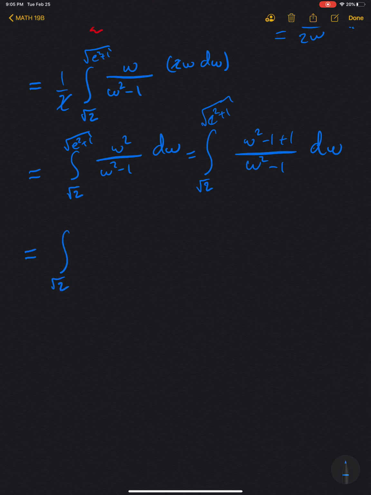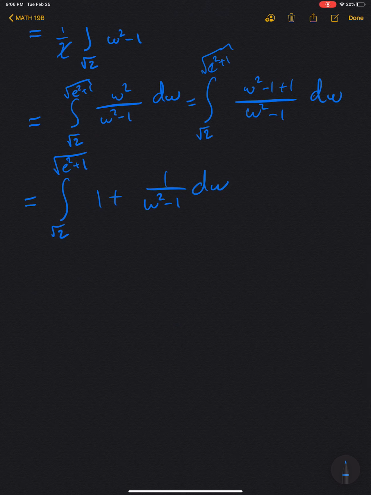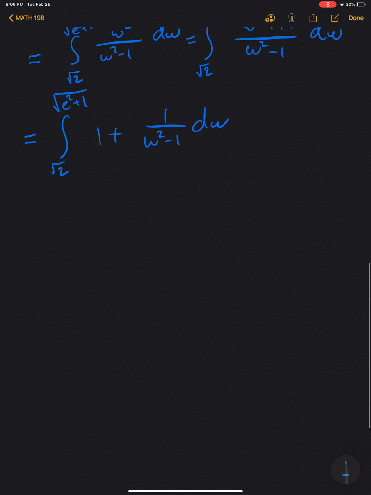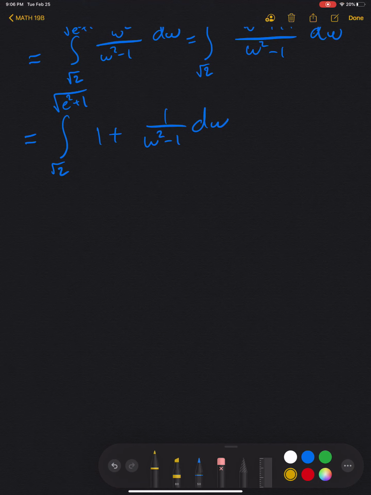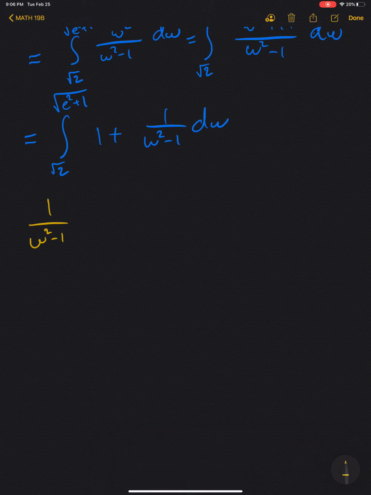So I have this integral to be the integral between square root of 2 and square root of e squared plus 1 of 1 plus 1 over w squared minus 1 dw. Now from here, we can apply partial fraction decomposition for the last part of that integral. By that, I mean that we can write 1 over w squared minus 1 as a over w minus 1 plus b over w plus 1. And then we should be able to find a to be 1/2 and b to be negative 1/2. Again, after doing the partial fraction decomposition, that's the answer that we would expect.